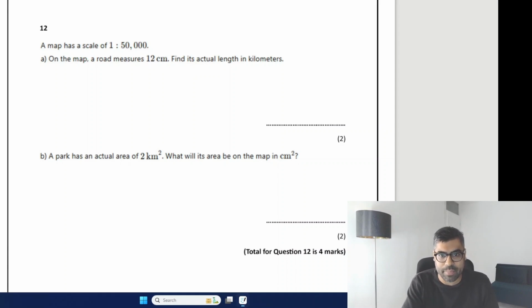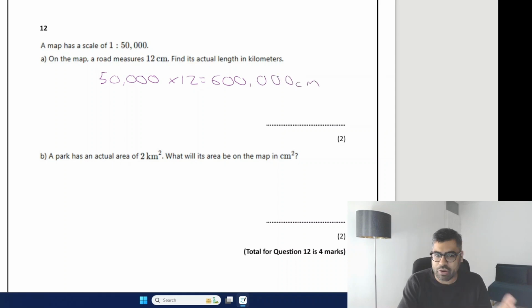So we know on the map it's 12 centimeters. We're given the conversion, the ratio, in order to convert. So we're simply going to do 50,000 times by 12, and that will give us our actual road length. So 50,000 times by 12, in your head, 600,000 centimeters. A lot of people will put 600,000 centimeters, but where they're going wrong here is they ask us to give the actual length in kilometers. So we just need to convert this to kilometers.